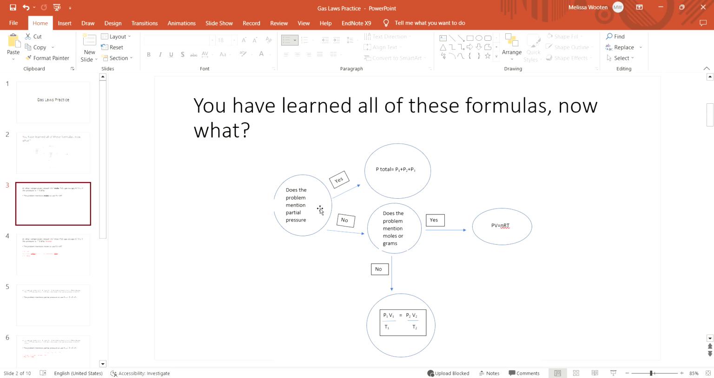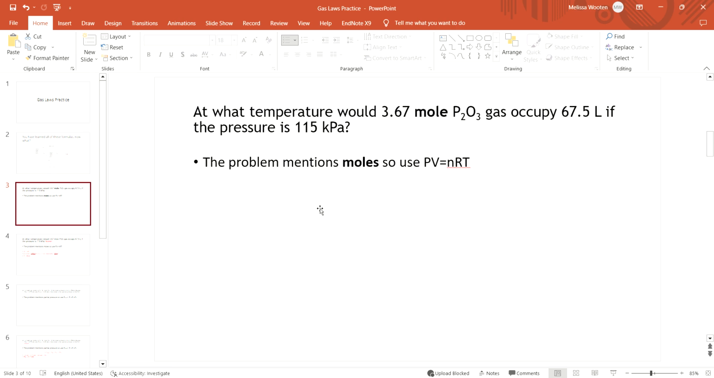Okay? So, at what temperature does 3.7 moles of P2O3 gas occupy 667.5 liters if the pressure is 115 kilopascals? The problem mentions moles, so you use your ideal gas law equation.